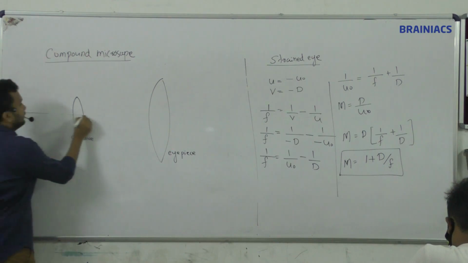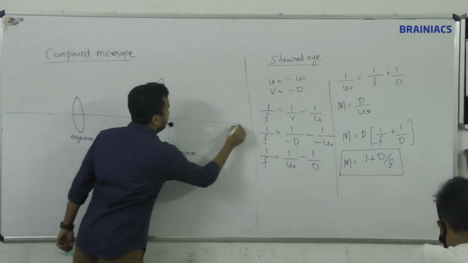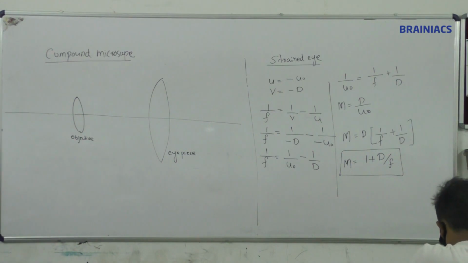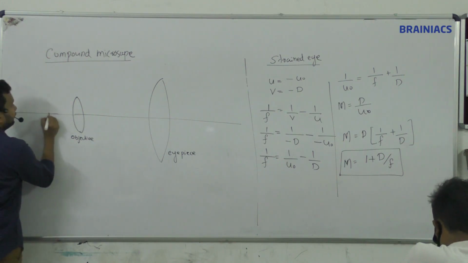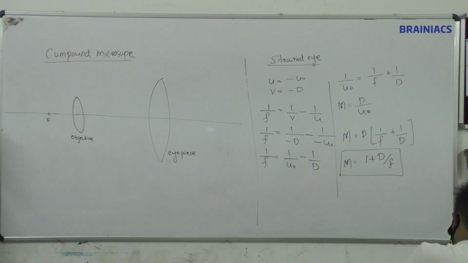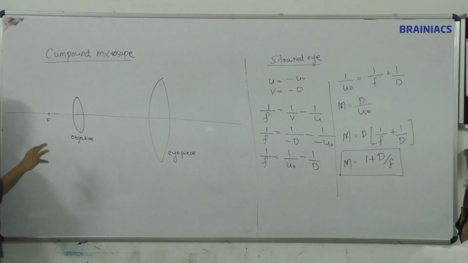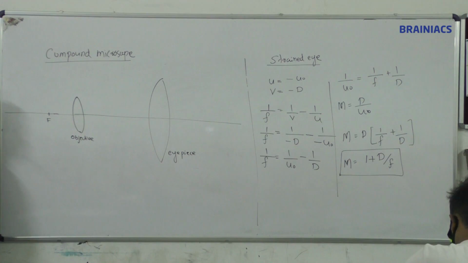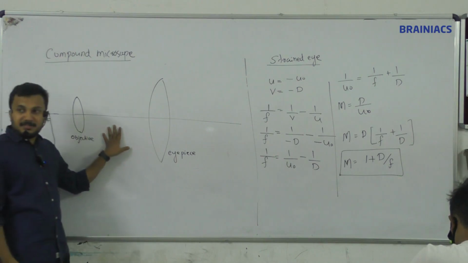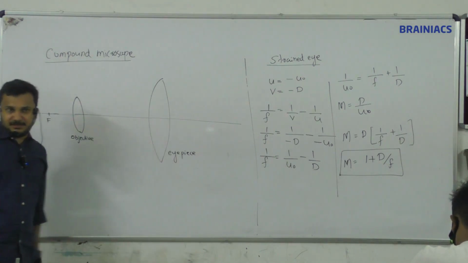Next, I need a principal axis, the central line. It's called the principal axis. Next, one focus. Now the basic principle: I will place the object here, the objective lens will create an image, and that image will act as an object for the eyepiece lens.